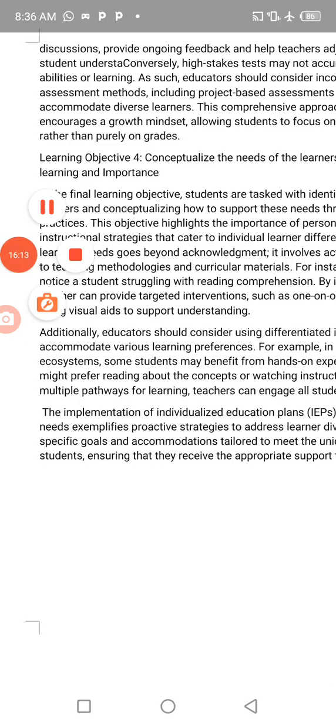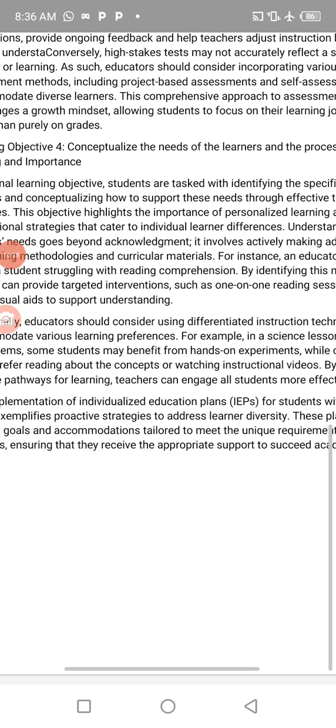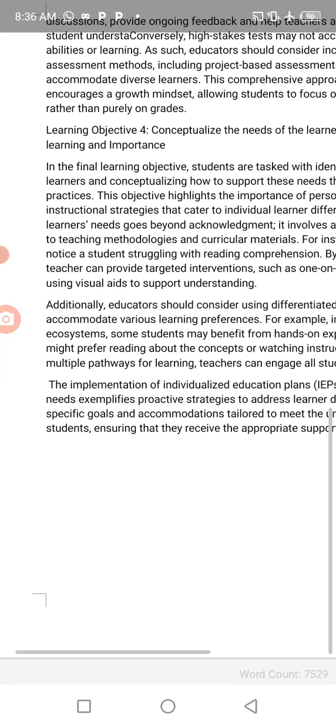So in our next learning objective, we talk about how to conceptualize the needs of the learners and the process of learning and its importance.